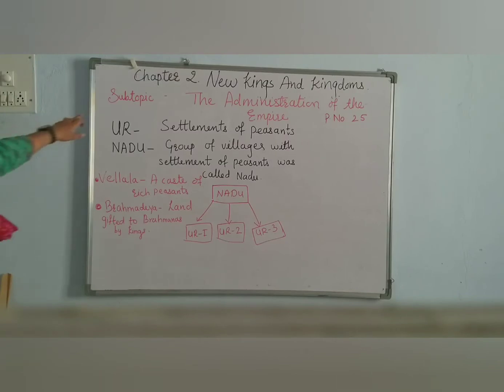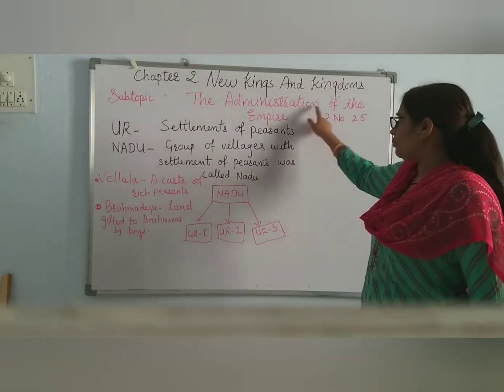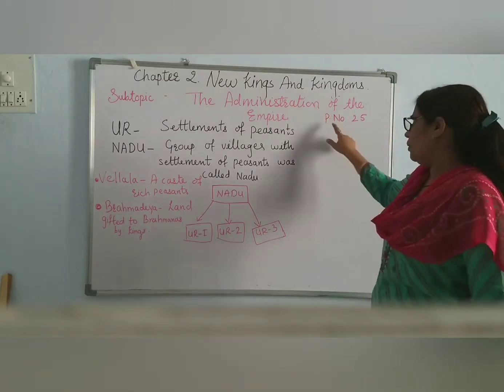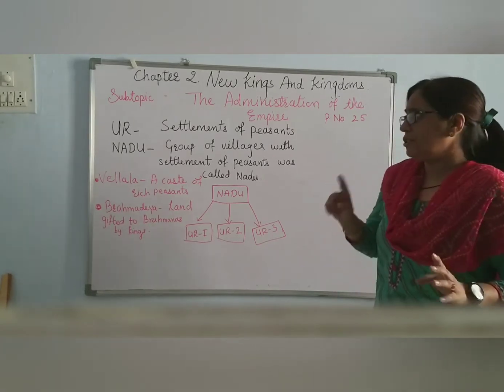Now we discuss our next subtopic, the administration of the empire. Administration of the empire of the Chola dynasty is on page number 25. Before we start this topic, we should first understand some terms.